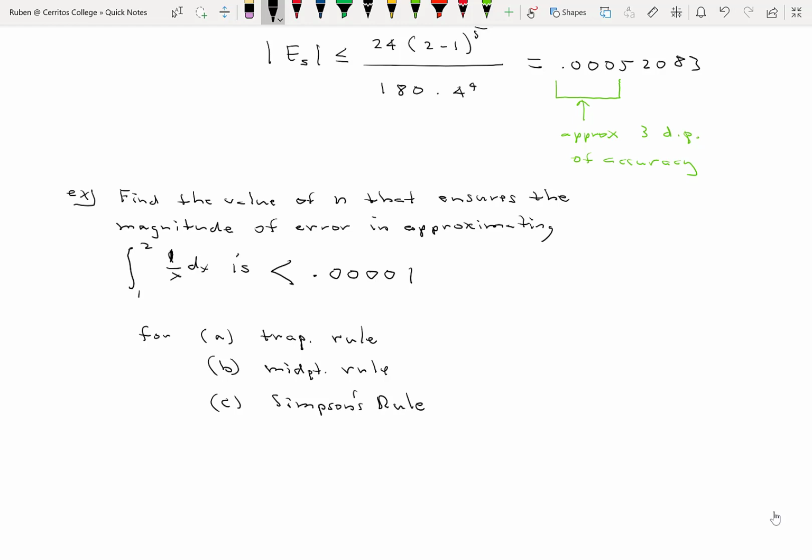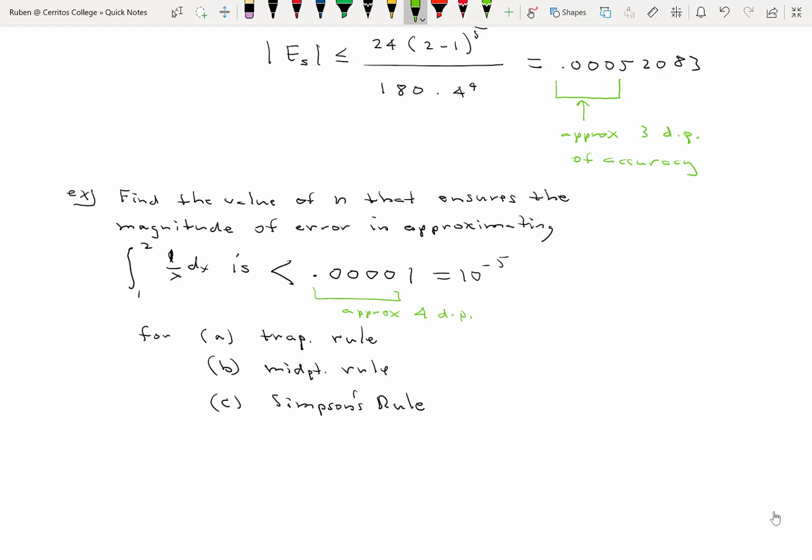So here's the problem. Find the value of n, the number of subintervals, that ensures that the magnitude of error in approximating our integral, the natural log of 2, is no bigger than 0.00001. And that 0.00001 is 10 to the negative 5th power. So you could translate this question into how many subintervals should I choose so that I get approximately 4 decimal places of accuracy? The graphing calculator would have twice as many decimal places of accuracy, but approximately 4 decimal places of accuracy.